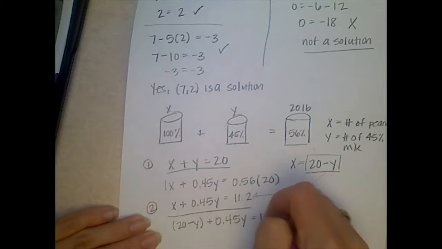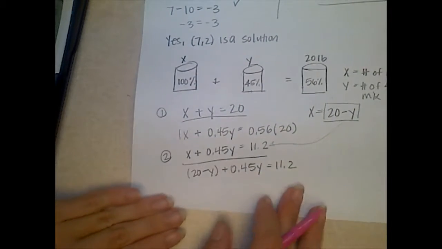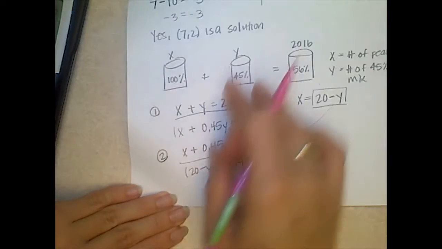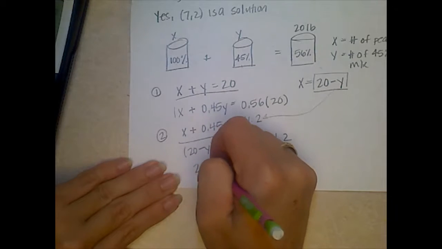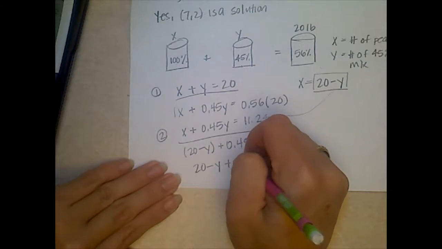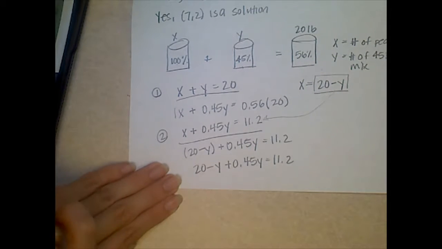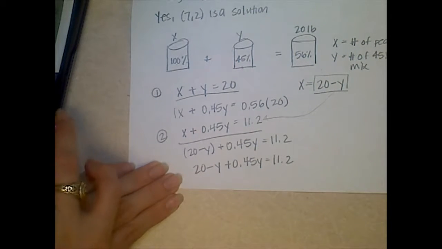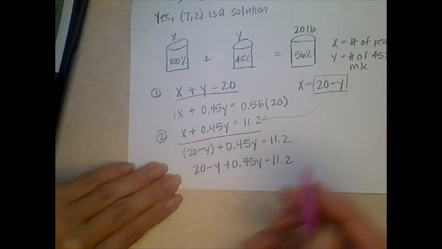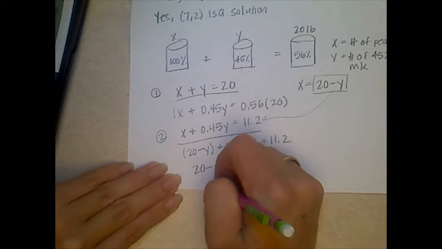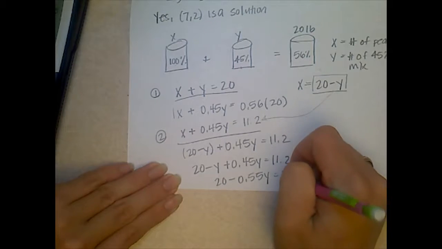I'm going to keep writing the rest of it out. If you notice, that makes there only one variable in this equation. I'm just down to only having y's. So now I'm going to simplify 20 minus y plus 0.45y equals 11.2. Negative 1y and a positive 0.45y gives us negative 0.55y, so 20 minus 0.55y equals 11.2.